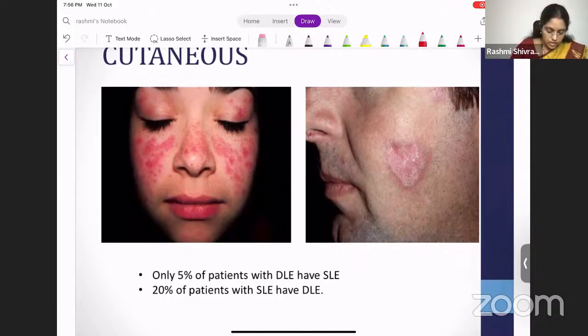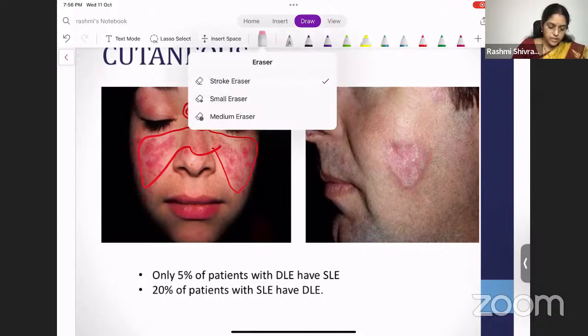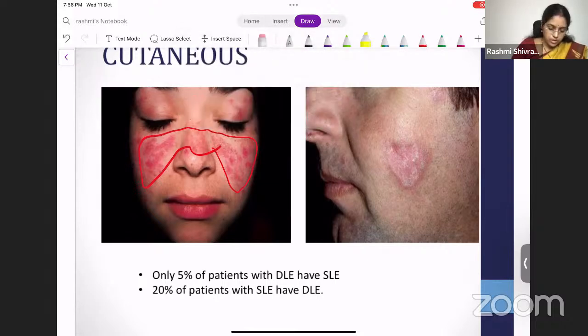So this is the malar rash, right? You can see very well that it is sparing the nasolabial fold. It is sparing this nasolabial fold. This is highly photosensitive. Yes, and it is not scarring. But there is some scarring here that you can see.